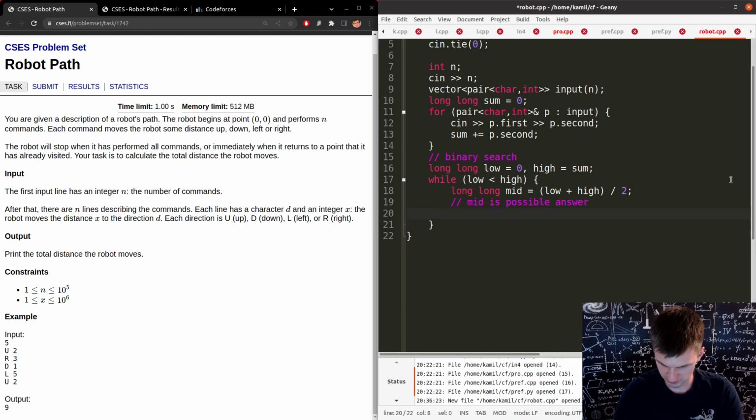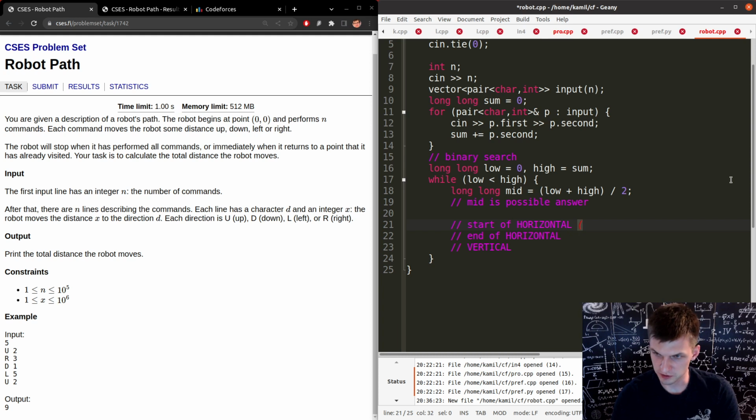So what kind of events? It can be start of horizontal, end of horizontal, and just vertical. Those are the types of events, I believe. This will include X and Y, X and Y, X, Y1, Y2, right?